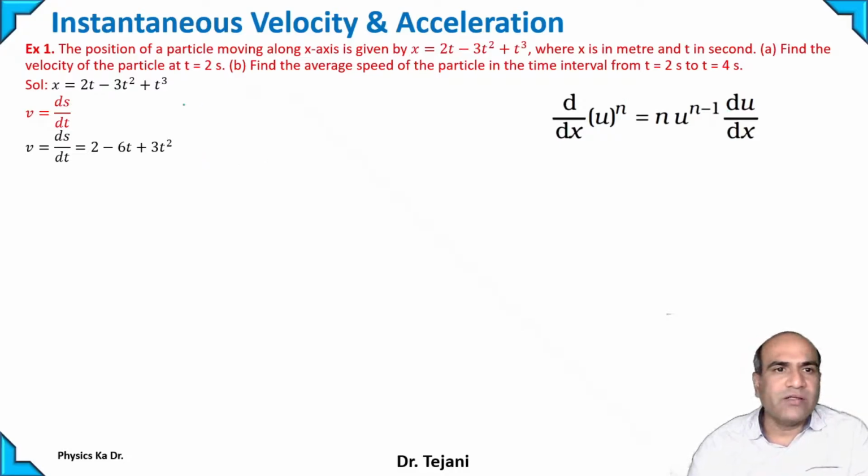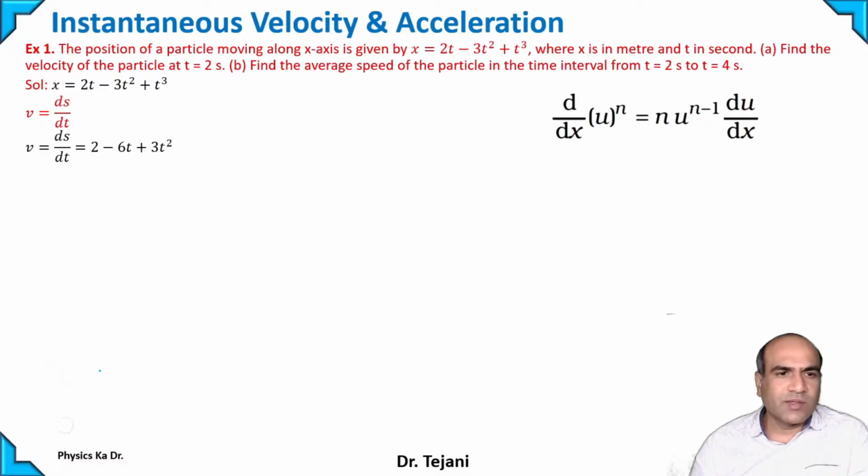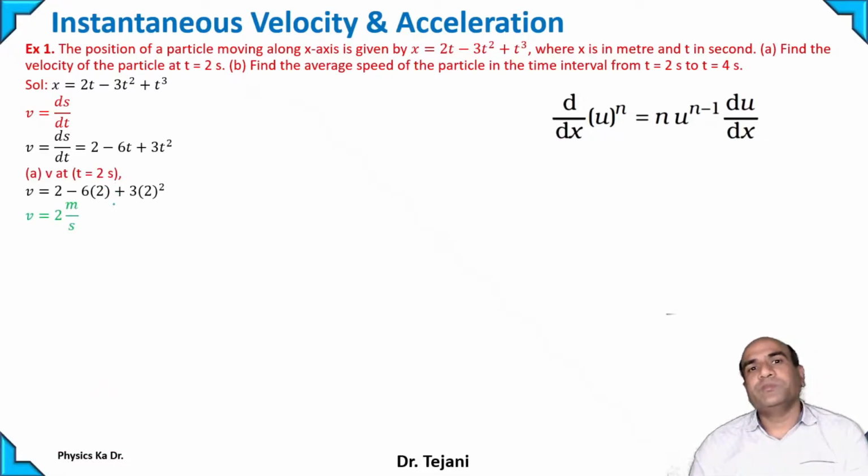Now what do we need? Find the velocity at t is equal to 2. So at t is equal to 2, what is v? V is equal to 2 minus 6t plus 3 t square. T is equal to 2. Put this value here: 2 minus 12 plus 12. So it is equal to 2. Answer is 2. So V is equal to 2. So the first answer we got: velocity is 2 meter per second.